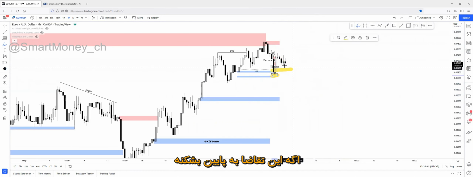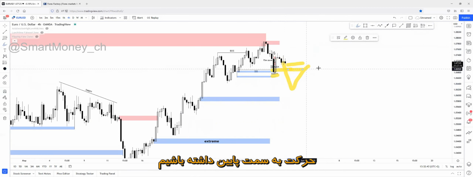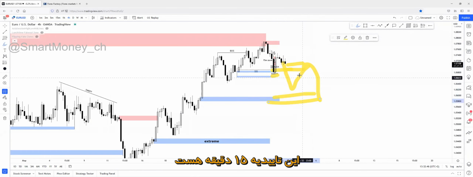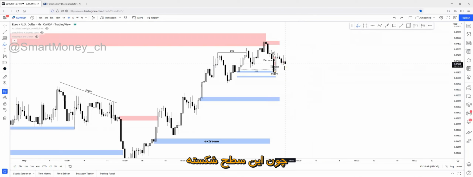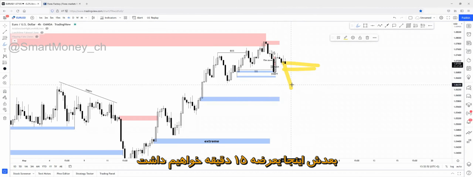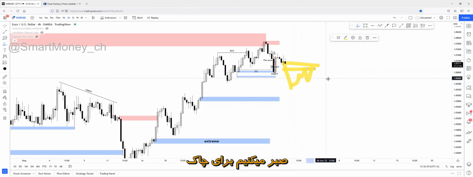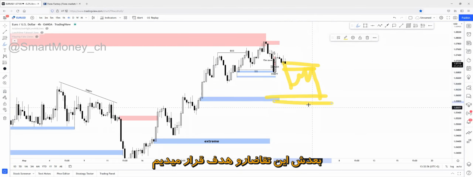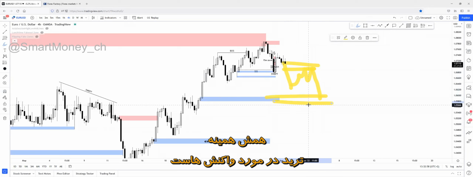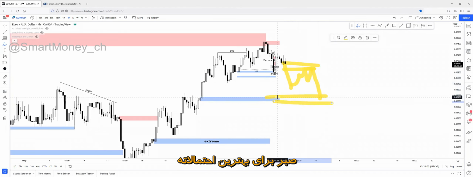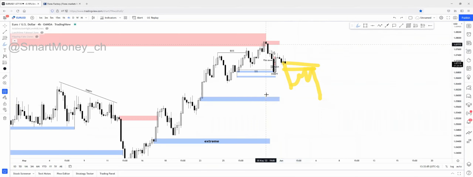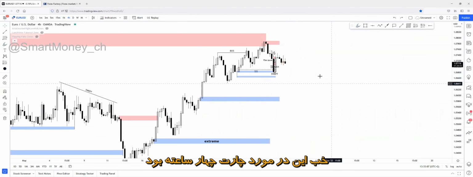If this demand zone breaks right here to the downside, we'll be able to take a continuation down to this zone once again. And this will be a 15-minute confirmation again, because if this zone breaks on the 15-minute chart, there will be a 15-minute supply zone. If this 15-minute supply is tapped, we'll be waiting for a 1-minute change of character. We are targeting this zone. That's all about it. Trading is all about reaction. Trading is all about patience and waiting for the best scenarios, waiting for the best probabilities. That's all about the 4-hour chart.